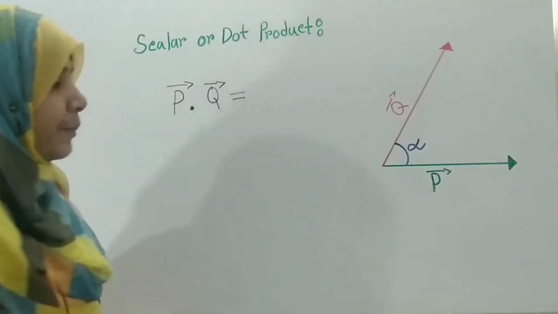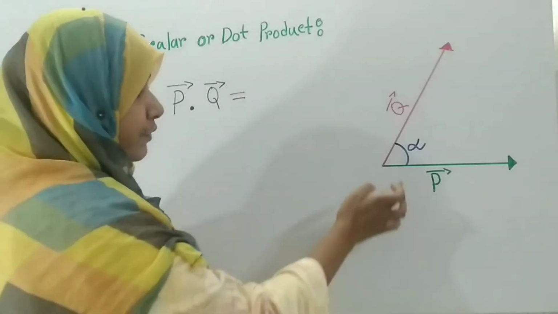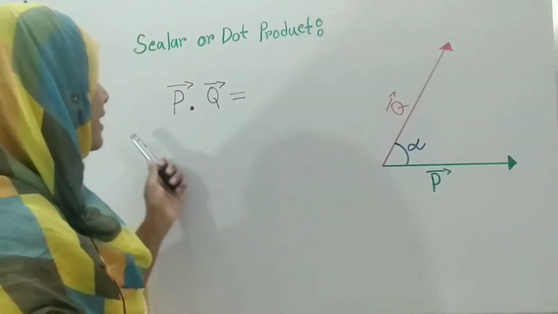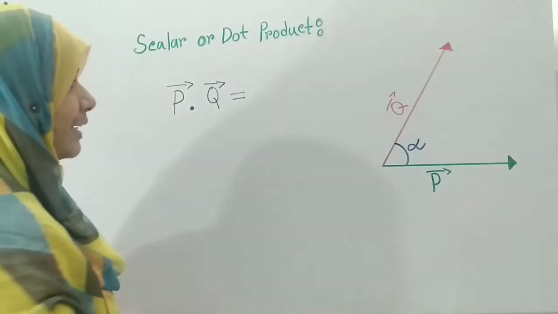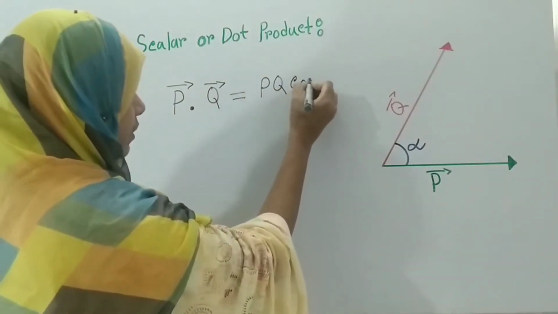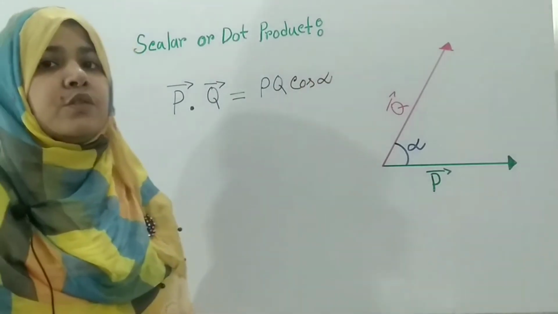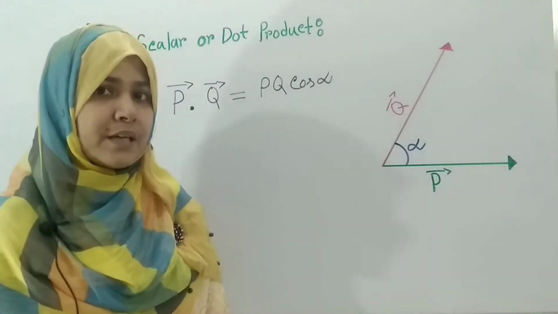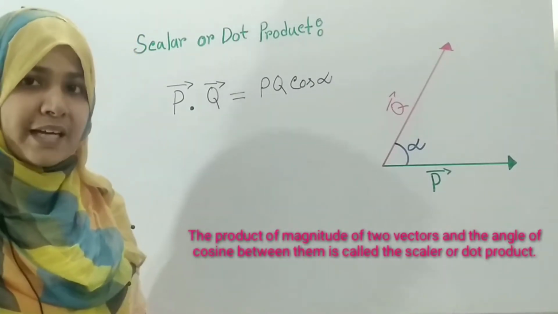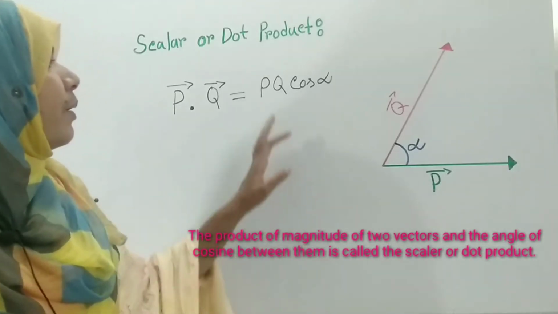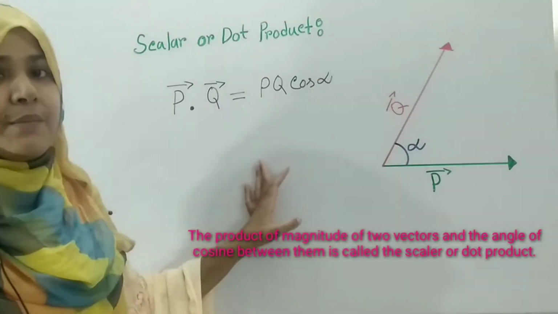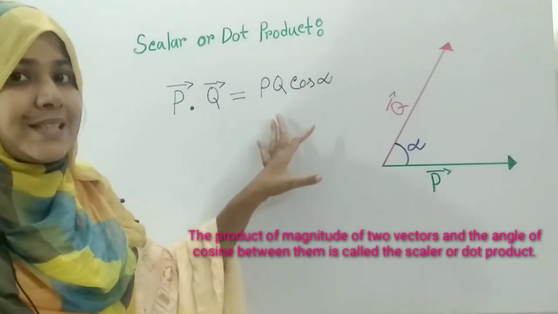The magnitude of the scalar product is the product of the magnitudes of the two vectors and the cosine of the angle between these two vectors. So we can write that P Q cos alpha. So the definition of dot or scalar product is: if the product of two vector quantities is a scalar quantity, and the magnitude of that product is the product of the magnitudes of the two vectors and the cosine of the angle between them, it is called the dot or scalar product.